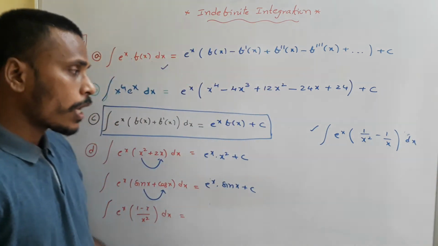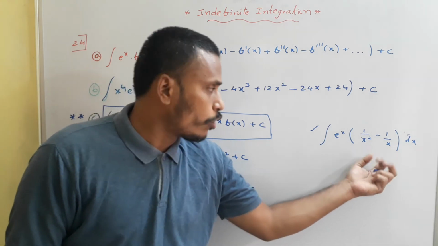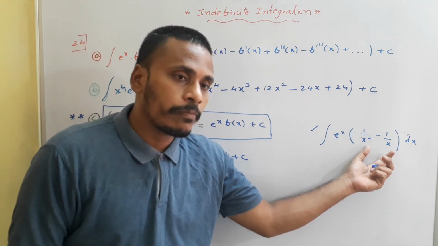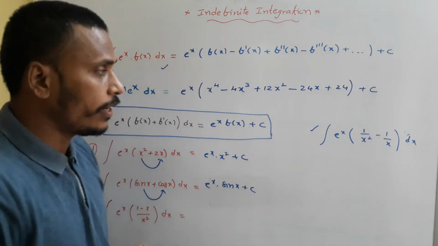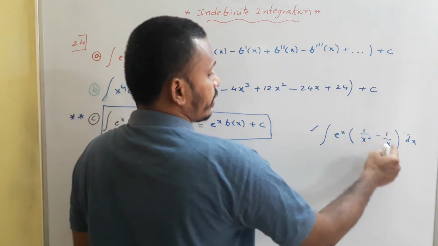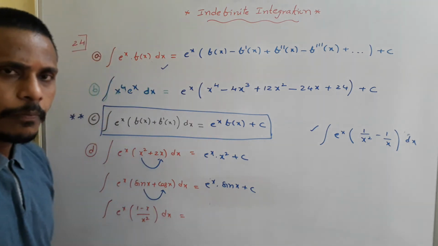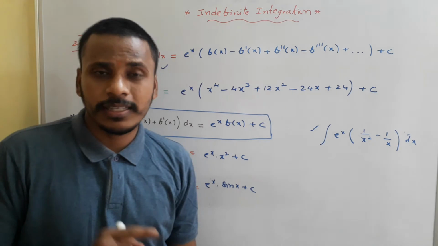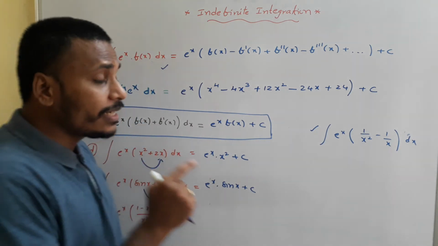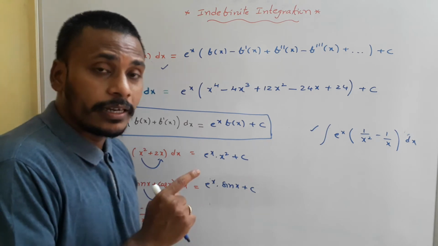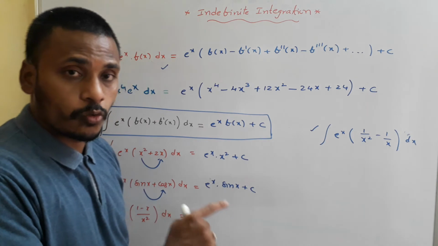Now again e power x is there and two different functions. Just check them for a function and its derivative. What is the function and what is its derivative? For 1 by x, what is the derivative? The derivative of log x is 1 by x; the integral of 1 by x is log x. But what is the derivative of 1 by x? The derivative of 1 by x is minus 1 by x square.